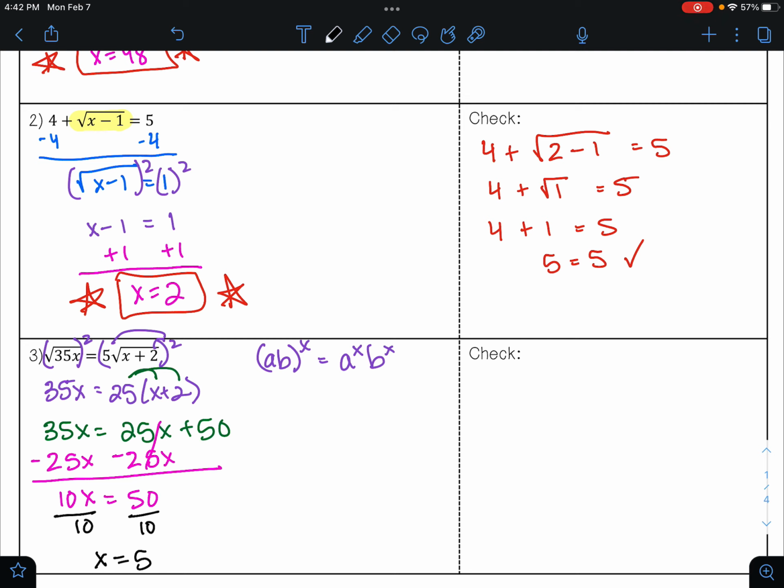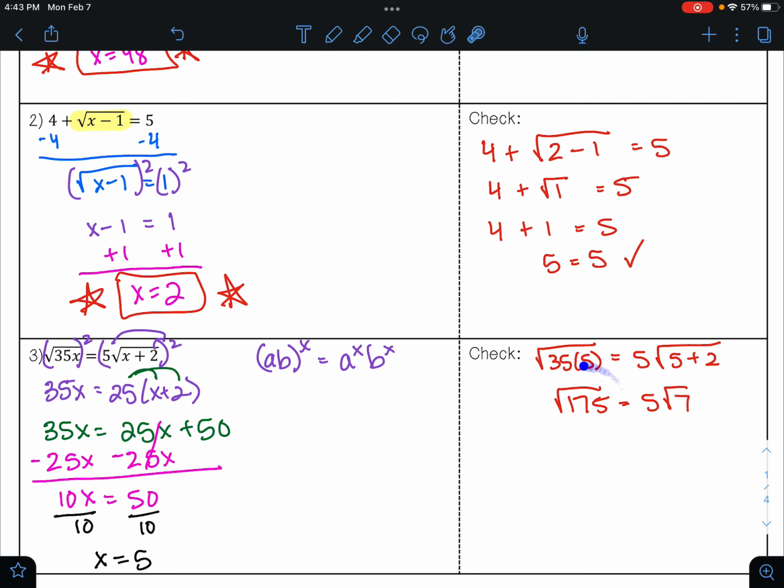So let's go ahead and check to see if this is a solution or not. So I'm going to have the square root of 35 times 5 is equal to 5 times the square root of 5 plus 2. 35 times 5 is 175. 5 plus 2 is 7.